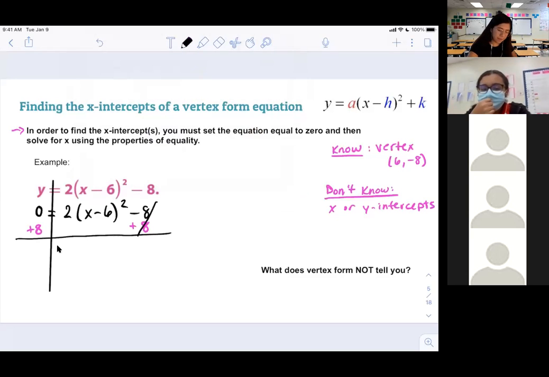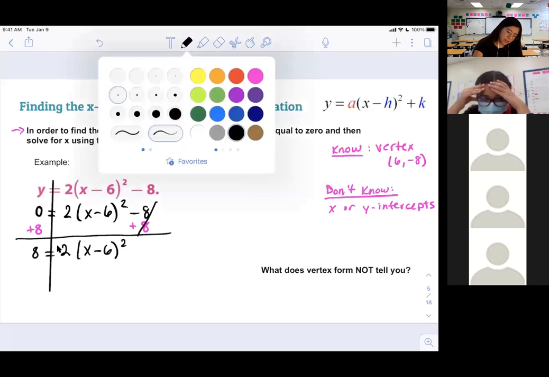Okay, so that 8 goes away. Now I have 0 plus 8, so I'm left with 8 equals 2 times (x minus 6) squared. Good. All right, we're gonna now divide by 2.